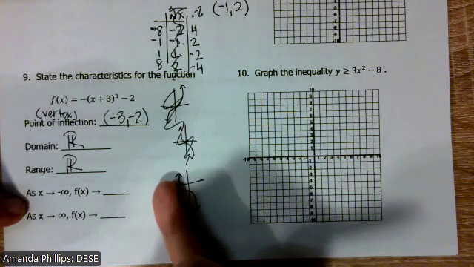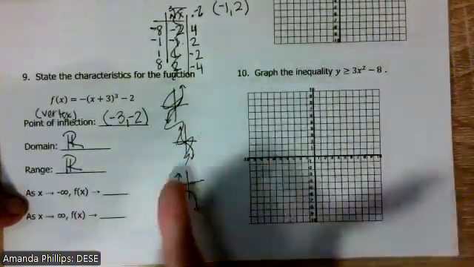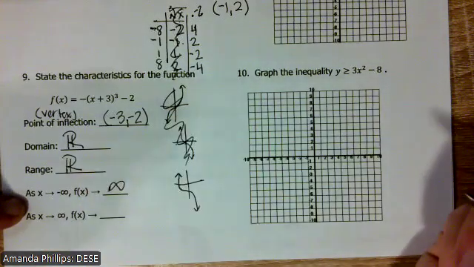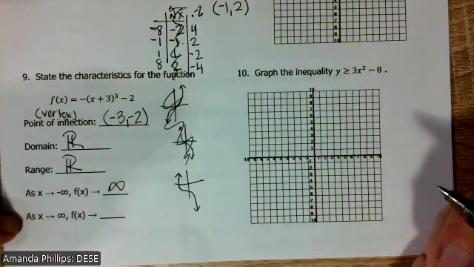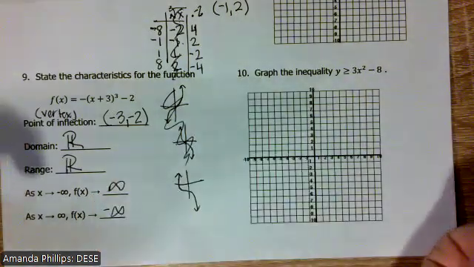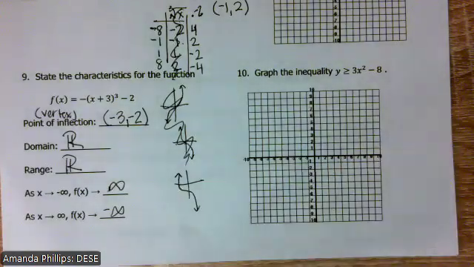As we go to the negative infinity side on this coordinate plane, we can see that our graph is going to positive infinity. And we can also see that we are going to negative infinity on our graph. All right. Okay, number 10. This is one from our previous sections, okay?